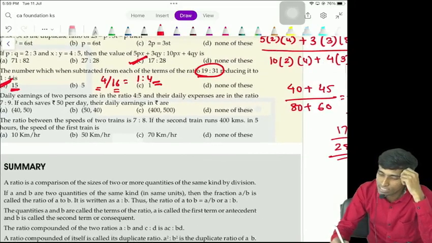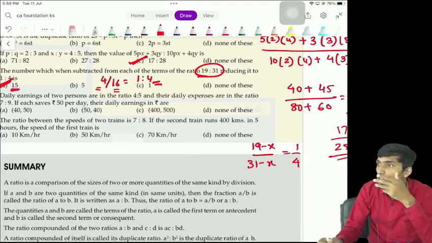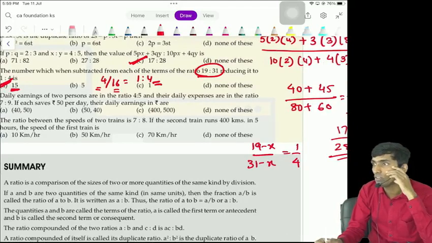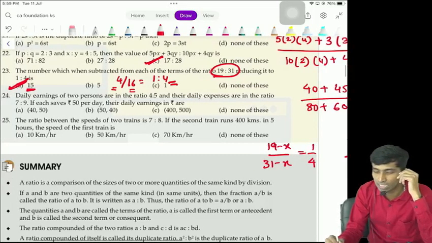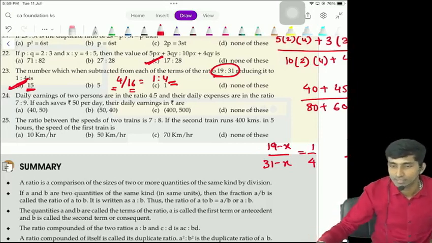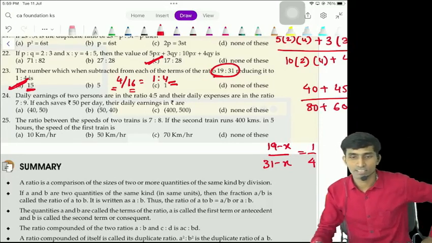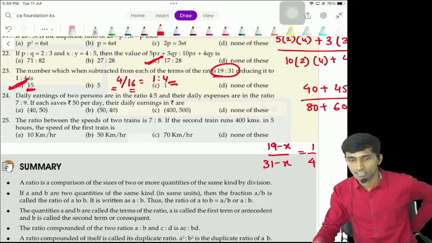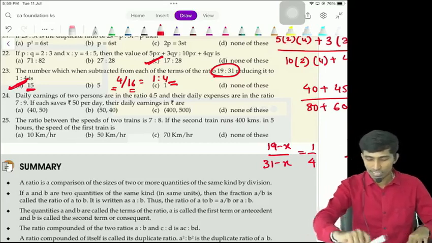Otherwise you'll have to make an equation. How will we make an equation? 19 minus x upon 31 minus x is equal to 1 by 4. Cross multiply, calculate the value of x. Understood? Simple, no? Are you understanding, guys? Okay. Done? 1 minute. Important.